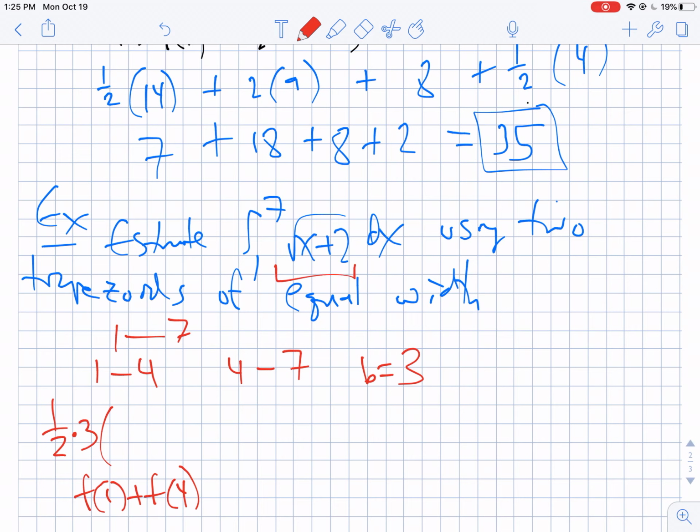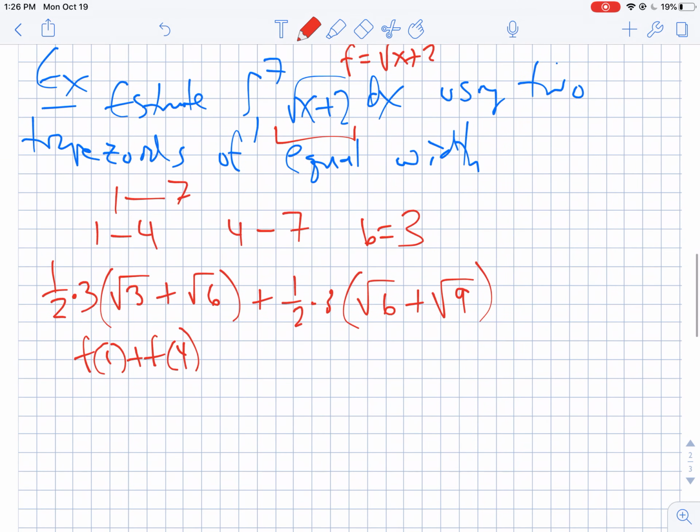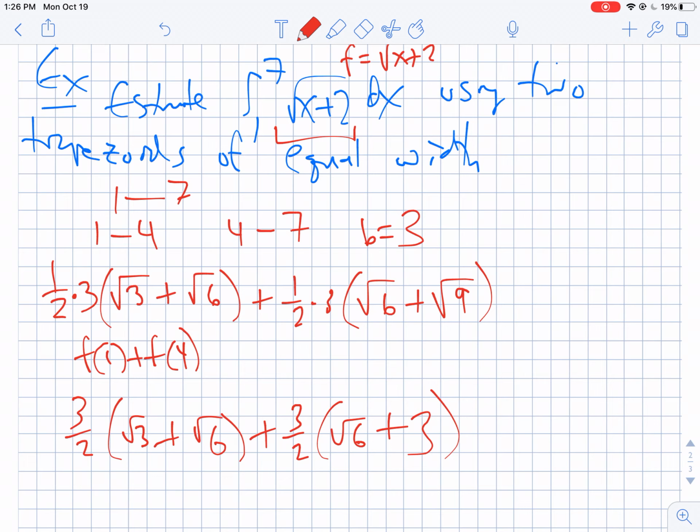And that function is root x plus 2. So now I plug in 1. Well, root 1 plus 2 is square root of 3. When I plug in 4, 4 plus 2, square root of 6. From 4 to 7, again, I have a base of 3. I plug in the 4, I have square root 6. When I plug in the 7, I get square root 9. That's kind of cute. So anyway, we're going to get 3/2 times root 3 plus root 6, plus 3/2 times root 6 plus 3. And I don't see anything else you do. You just leave it like that. Okay, so that's how trapezoids work.